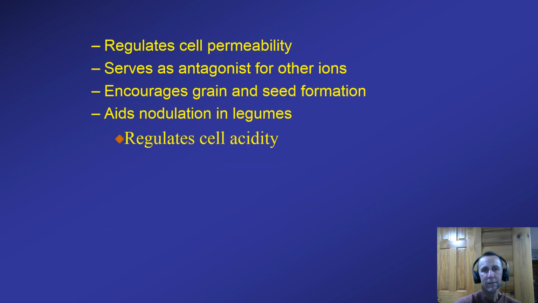Another big thing calcium does is regulate the acidity within the cells, just like it does in the soil with regulating pH. It does the same thing within the cells individually, as well as in your own body and your bloodstream. Calcium also aids in cell permeability, so being able to move moisture across membranes. Calcium's a big player in that. It's also an antagonist for other ions. If a plant's trying to take up some other nutrients, calcium might be part of that process, and calcium helps tie up things that might be toxic to plants as well. It's also very critical in grain and seed formation, as well as aiding in nodulation of legume type plants.